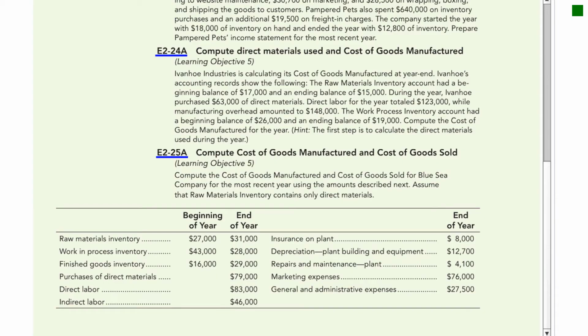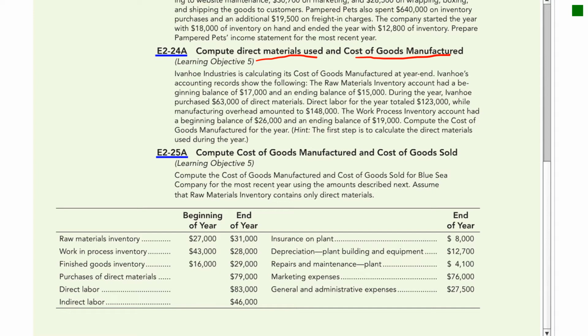Okay, so on this one, this is going to be exercises 2-24A, and then we'll also take a look at 2-25A. In 2-24A, they want you to compute direct materials used and also the cost of goods manufactured. So let's break apart what's in the problem. It says Ivanhoe Industries has calculated its cost of goods manufactured at year end. It says their accounting records show the following.